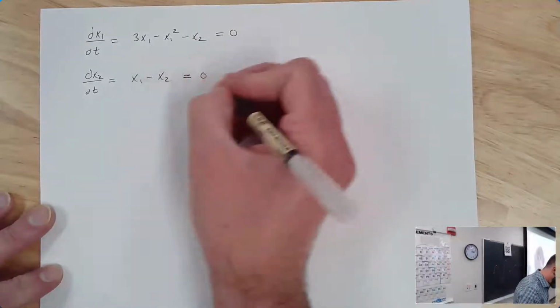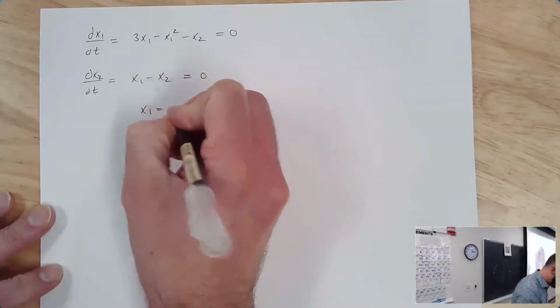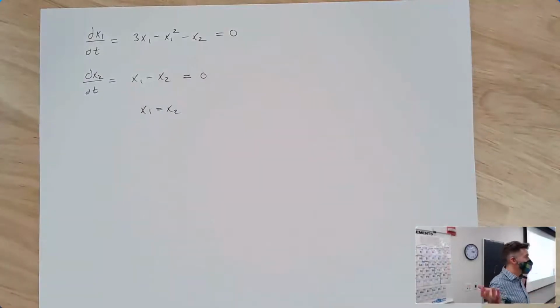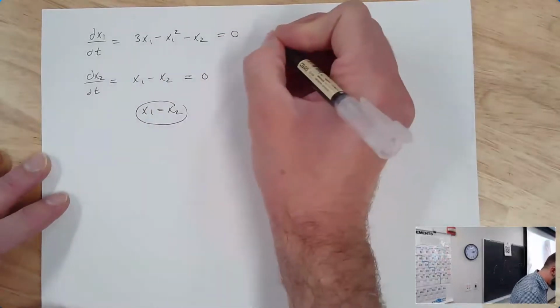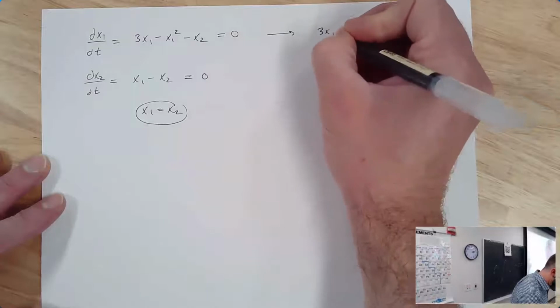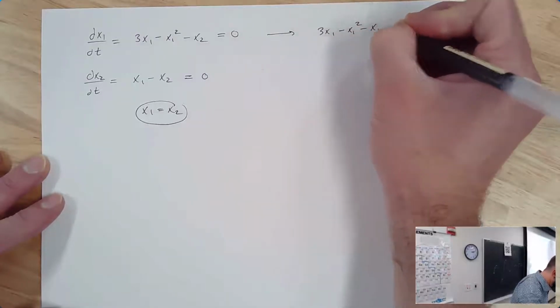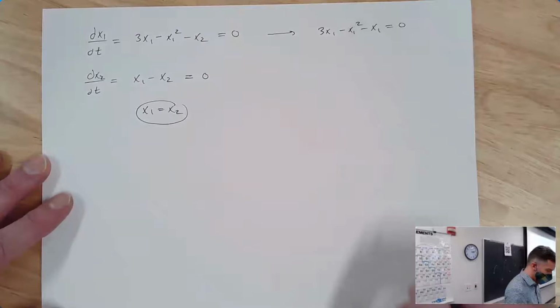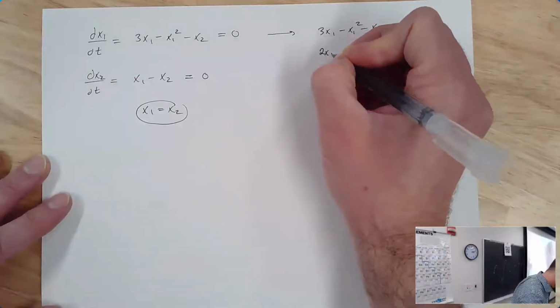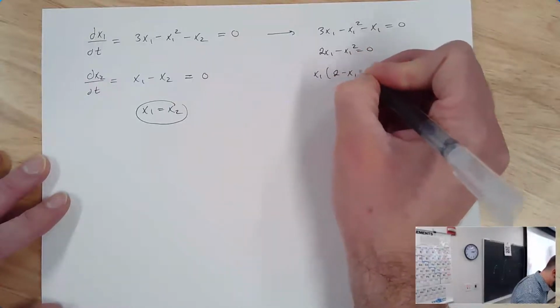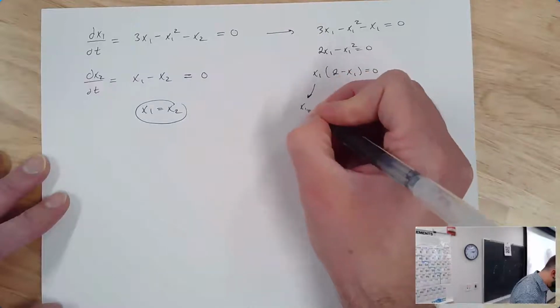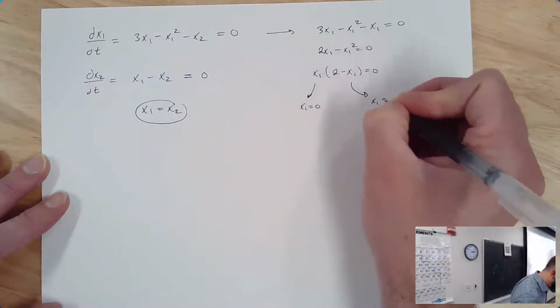I'm going to say, all right, well, x1 equals x2. That has to be true. So whatever equilibria I find, the x1 and the x2 coordinate are going to be the same. I don't have a choice. But now I'm going to use that and sub it into the other equation. So I'm going to write this as 3x1 minus x1 squared minus x1 equal to 0. So I'm going to get 2x1 minus x1 squared equal to 0. So I'm going to have x1 times (2 minus x1) equal to 0. So I'm either going to get x1 equal to 0 or x1 equal to 2.